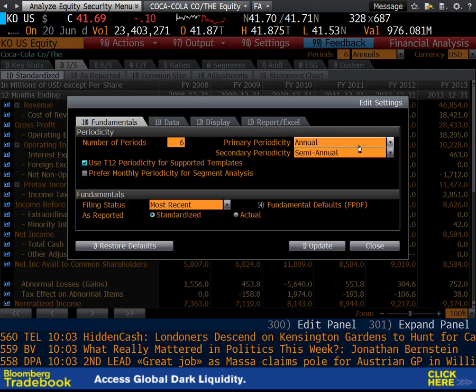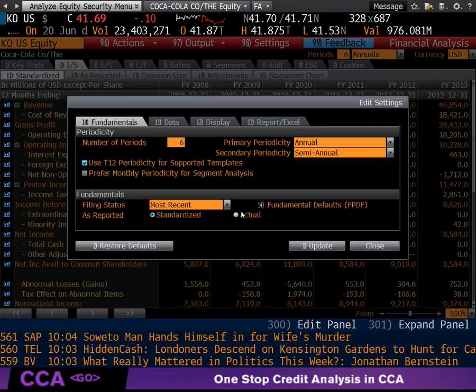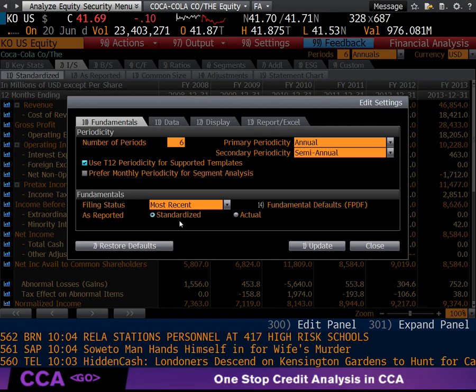I want to make sure I'm doing annual data, and I want the most recent filing. I also want to make sure I have my as reported set to standardized, not the actual. So again, the Bloomberg standardized template, because that's what we're going to be using. They've already put it into this curated format.